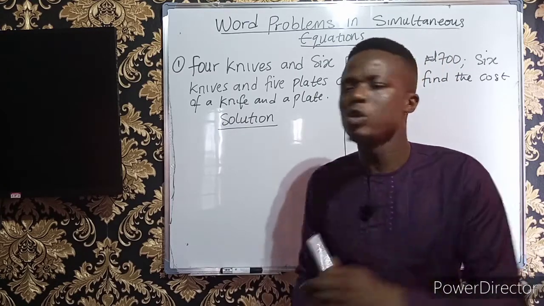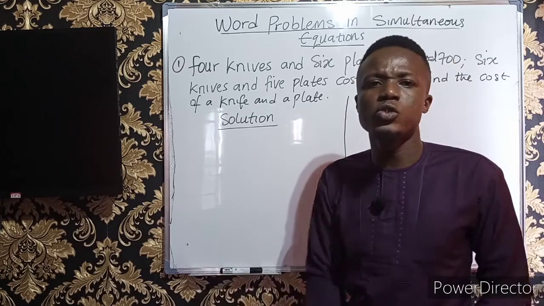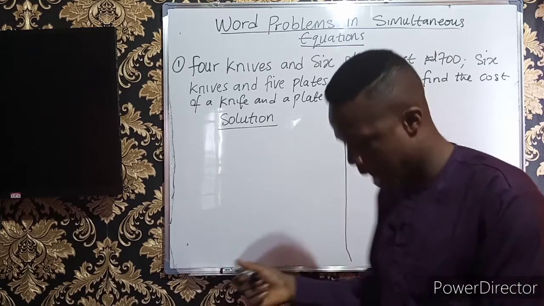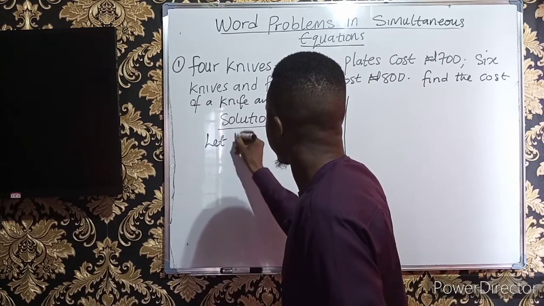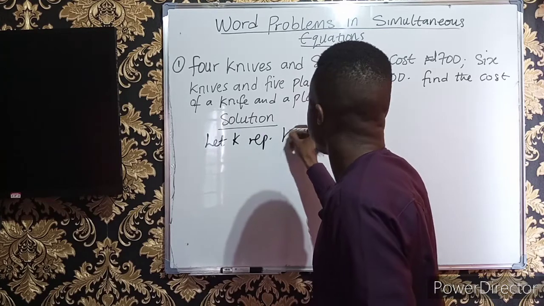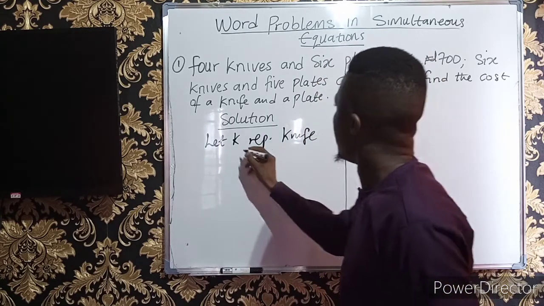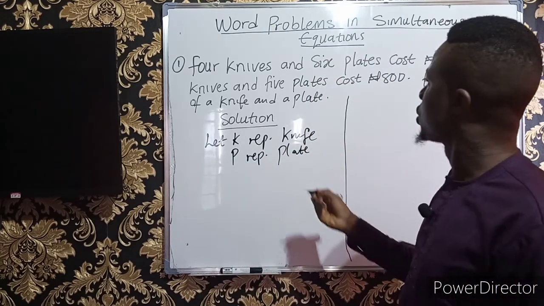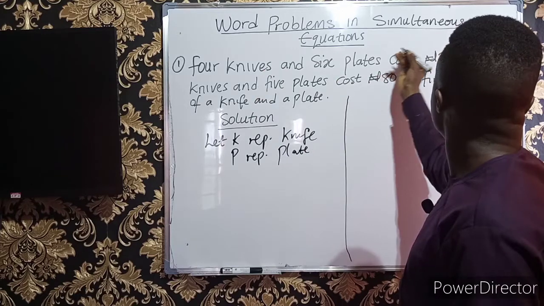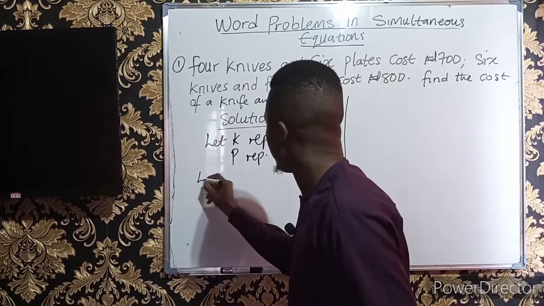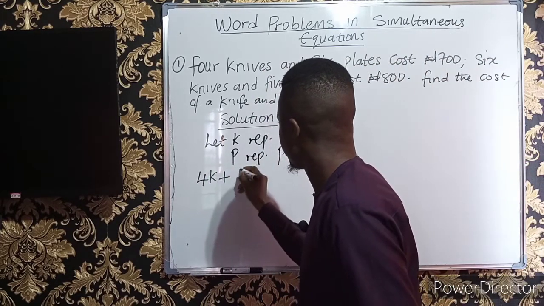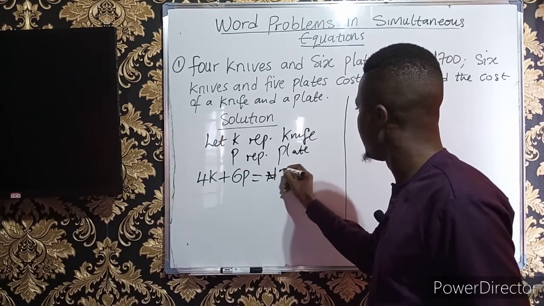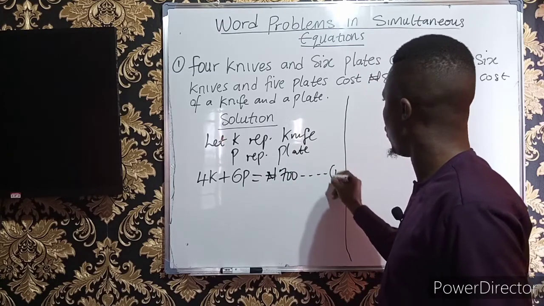So before we begin the solution to this particular problem, let us use letters to represent knives and plates. So I am free to write let K represent knife and the P represent plate. If this is so, 4 knives and 6 plates cost 700 naira. Therefore, 4K plus 6 plates will give us 700 naira. That's the implication. So this is equation 1.